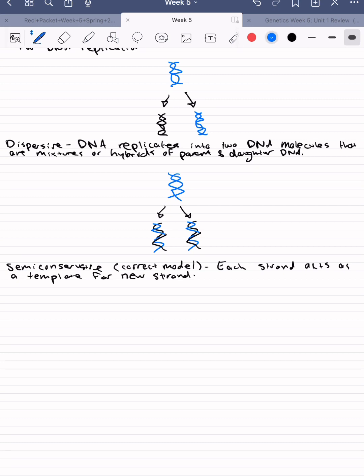So here we have a DNA double helix that is going to replicate. So what we're going to end up with are two DNA double helixes that contain one parental strand of DNA and one daughter strand of DNA, the newly synthesized strand. This is what the semi-conservative model states.